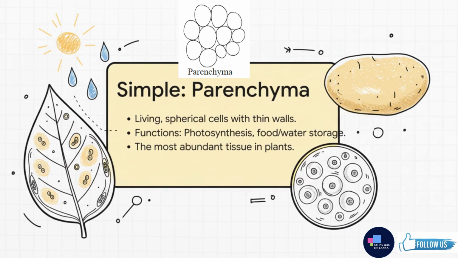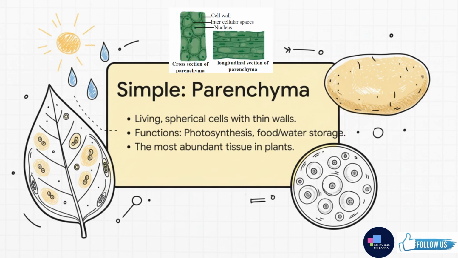Among the simple tissues, the first one is parenchyma. You can think of this as the main filler tissue in a plant. It's actually the most common type of tissue you'll find. Its cells are alive, and they have nice thin walls. This makes them perfect for all sorts of jobs, like doing photosynthesis in the leaves or storing food and water, just like in a potato.